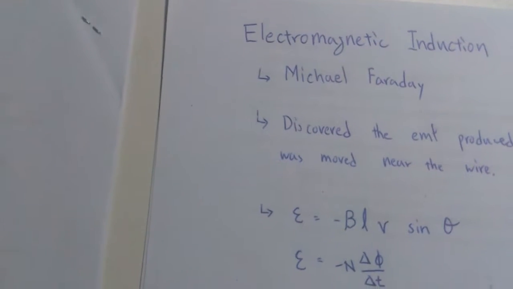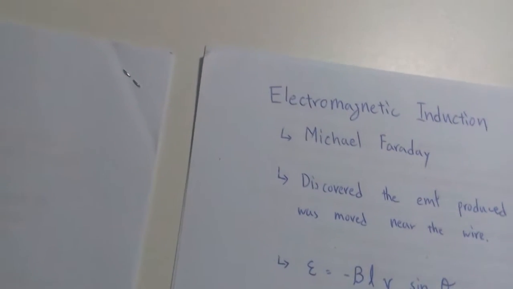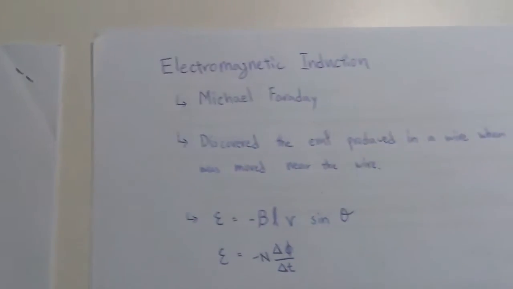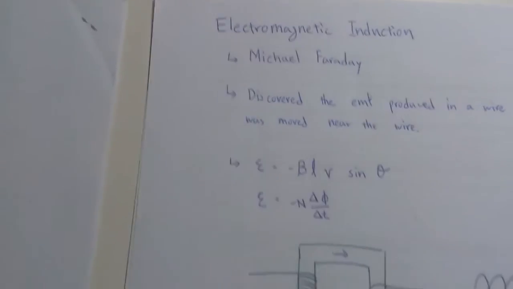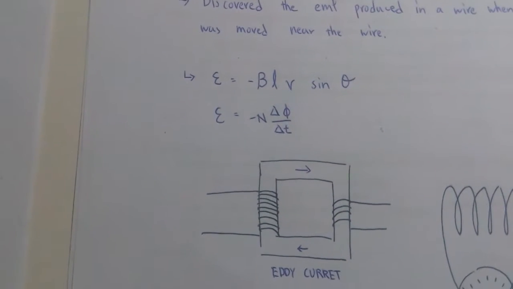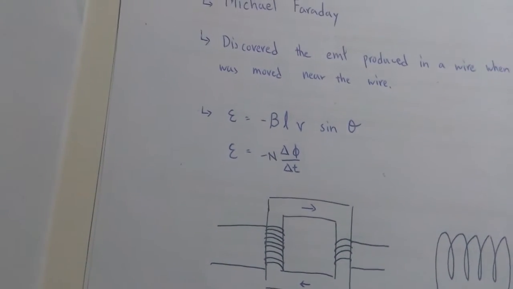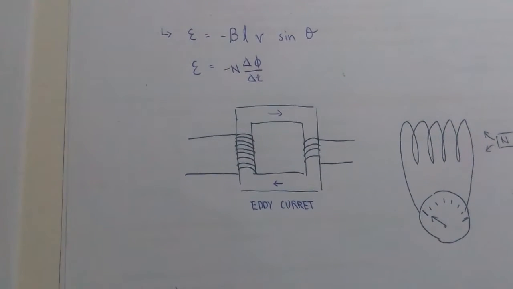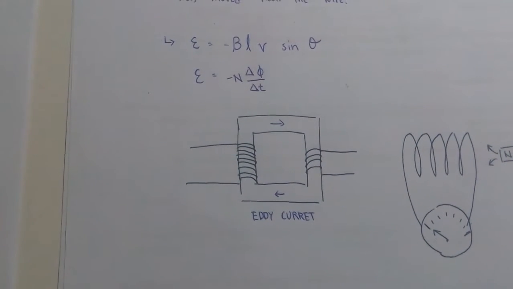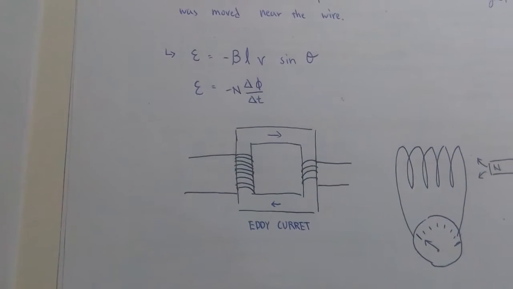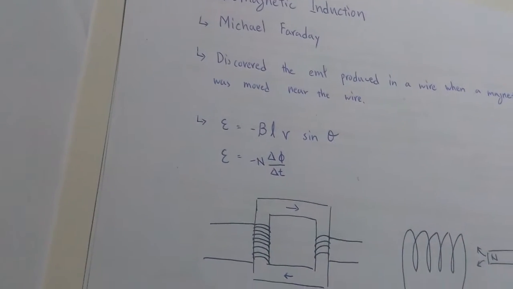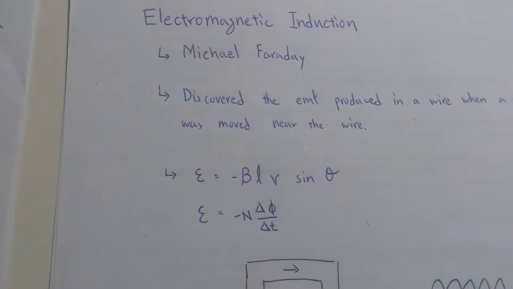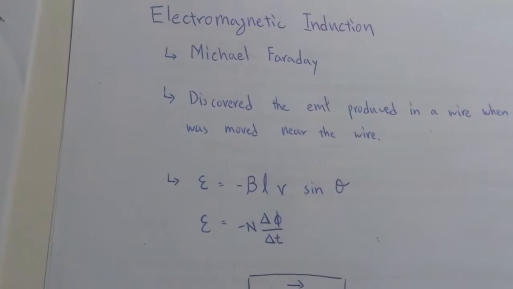The importance of electromagnetic induction is that when a magnetic field is applied to a conductor, it will produce EMF, and on the other hand, if the conductor has EMF, then it could produce a magnetic field. So that's the main concept of electromagnetic induction.